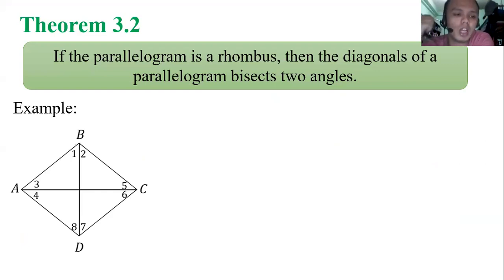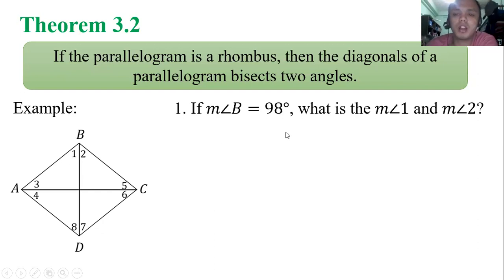We have a rhombus. Here, the diagonal, by the property, bisects the angle into two equal measures. So we will name the angles divided into two by numbers. We have angle 1, 2, 3, 4, 5, 6, 7, 8. Now, here's the problem. If the measure of angle B is 98 degrees, what is the measure of angle 1 and angle 2?